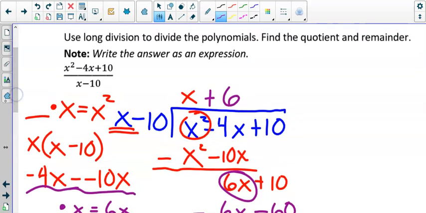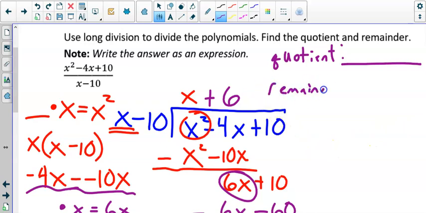So, it will ask you these 2 questions. Quotient with a blank. Remainder with a blank. So what's the quotient? The x plus 6. Everybody that's above my division sign. What's the remainder? 70.